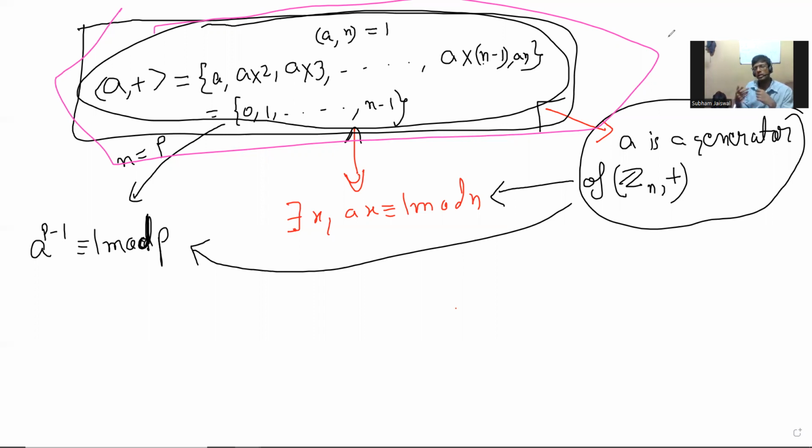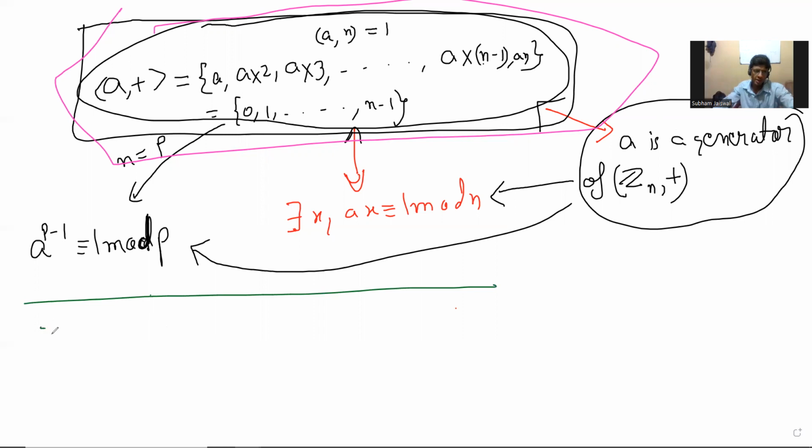So if you get 1, then you know that you will also get 2. So can you say your question again? In what way is A a generator? Yeah, okay. That's a good question.